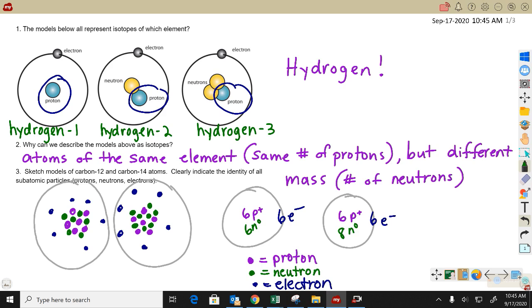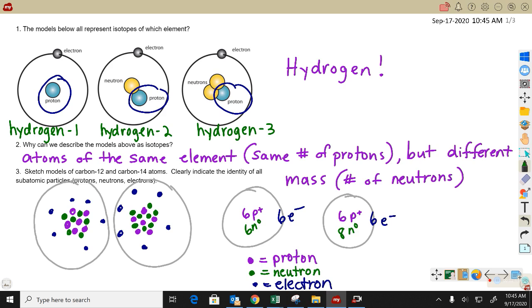But that's not how we do these weighted averages. If 99.99% of all the hydrogen is hydrogen-1, then that should be most reflective of the mass on the periodic table. We can describe these as isotopes because they are atoms of the same element. They have the same number of protons, but different masses. And that comes from the fact that there are different numbers of neutrons.